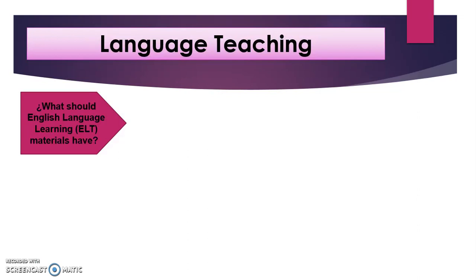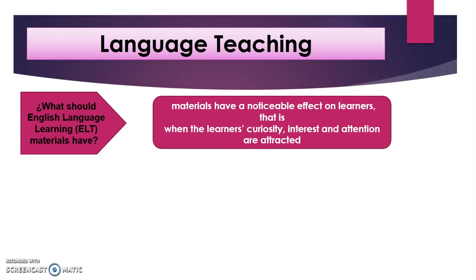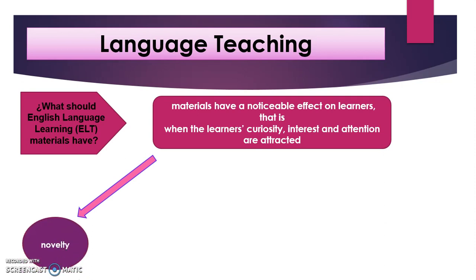What should English language learning material have? As we know, material has a notable effect on learning. That is when the learners' curiosity, interest and attention are attracted. For this reason, material needs to have novelty, that means an unusual topic, illustration, and activities. Surely, it's breaking up the monotony of our routine with an unexpected theme.